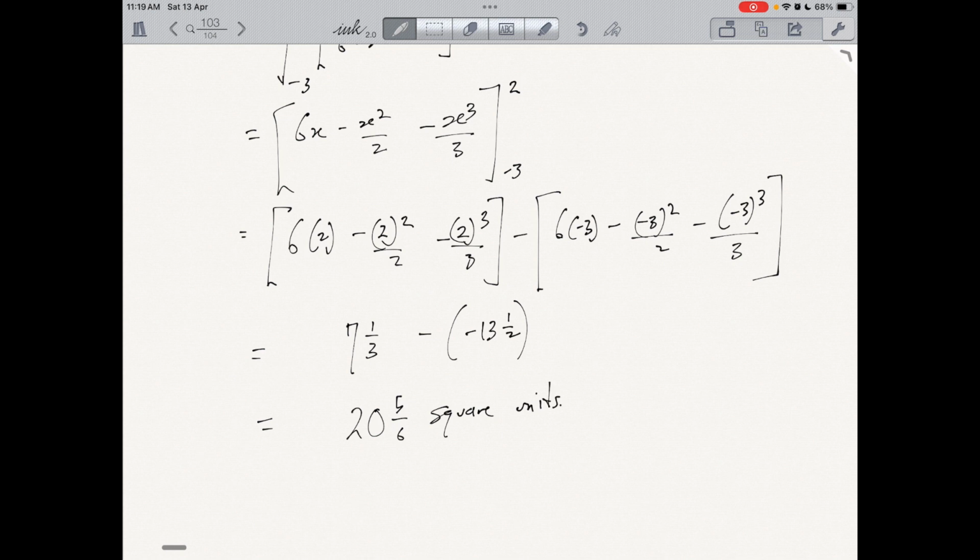Now we have been able to evaluate area under the curve and area between the curves. Let's take a look at simplifying the mean value and also the RMS value, that is the root mean square value.